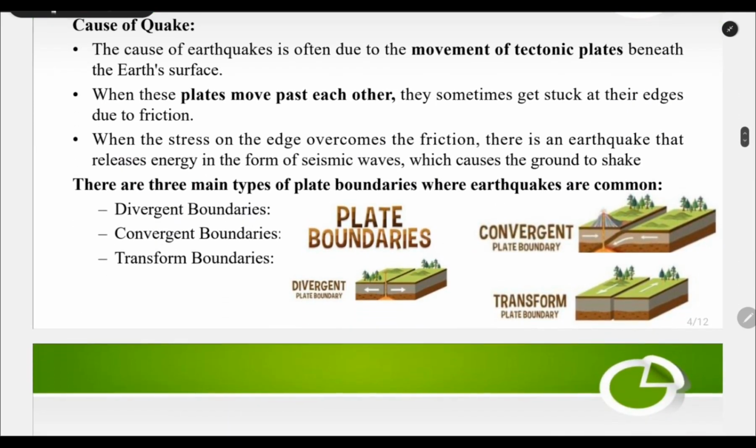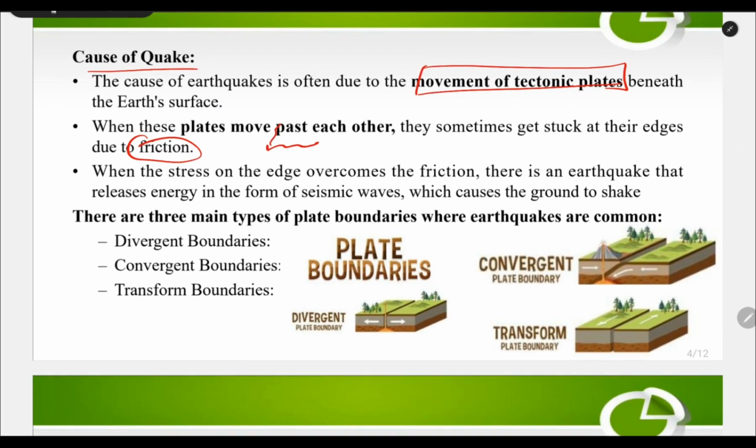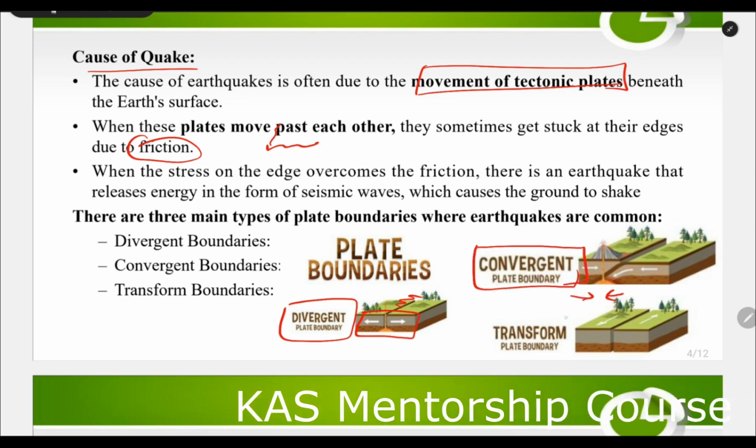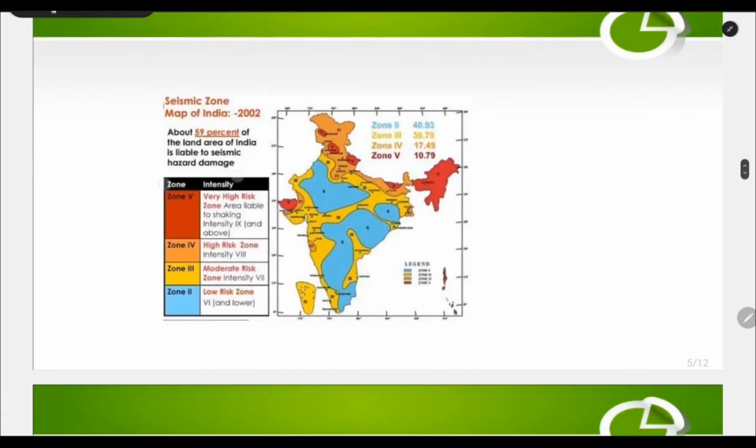Moving on, what are the causes of earthquakes? As I said earlier, the movement of tectonic plates beneath the Earth's surface as they move past each other creates friction and releases energy in all directions. And the shortest distance covered by the energy wave to reach the surface, that point is the epicenter, as I mentioned earlier. If the tectonic plates move away from each other and create friction that releases energy and leads to an earthquake, that is a divergent plate boundary. If they are converging, bumping into each other, that is a convergent plate boundary. And if they are moving alongside but in opposite directions, that is a transform plate boundary. Thus, they create the earthquake.